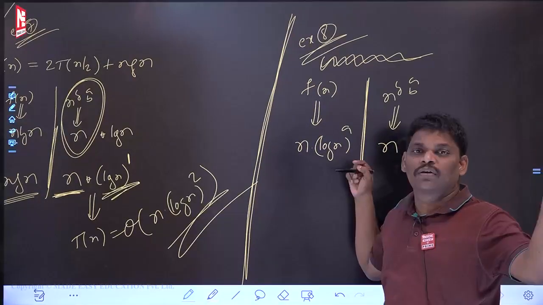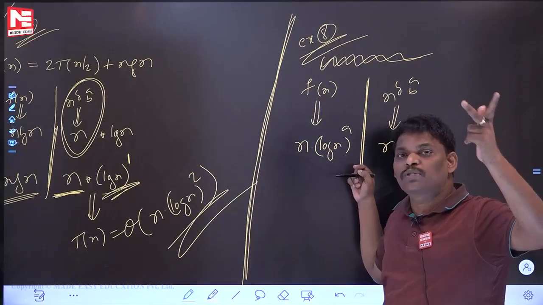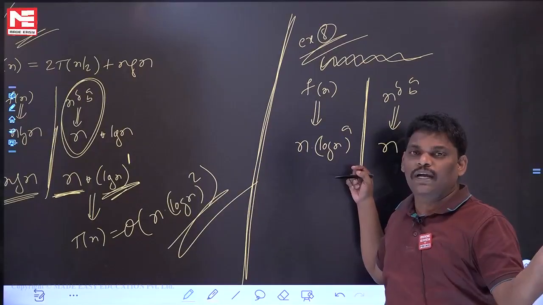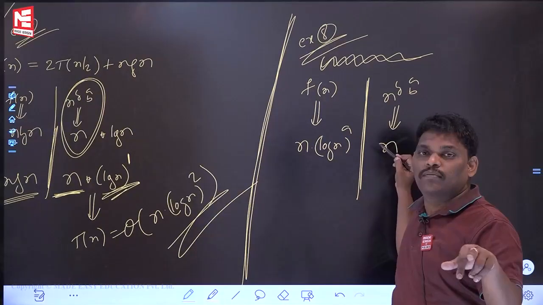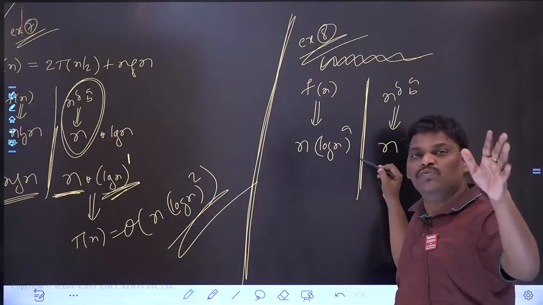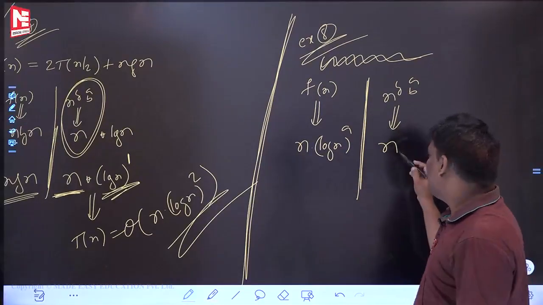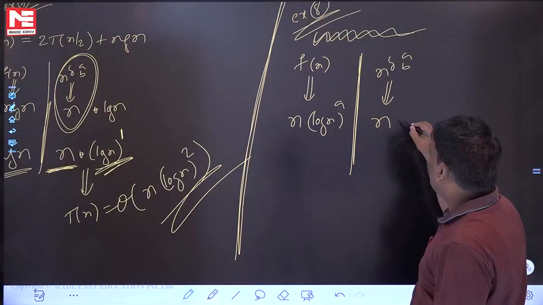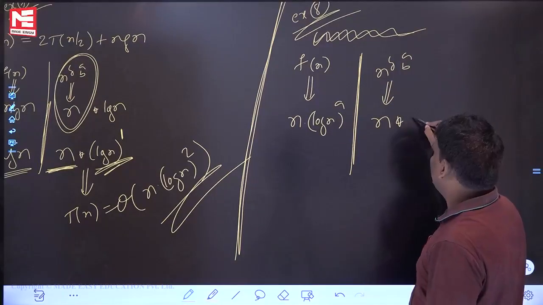Case 1, case 2 fail. Case 1 and case 2 need polynomial time smaller or polynomial time bigger. Here it is logarithmic time smaller. That indicates case 1, case 2 fail, case 3 came. Now can you help me? What do I have to multiply so that both are equal? Then what is the answer?